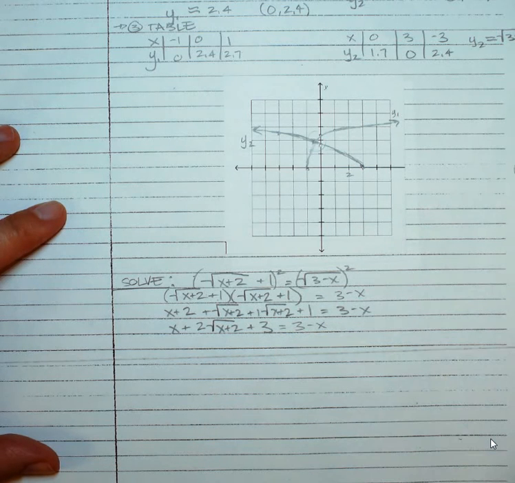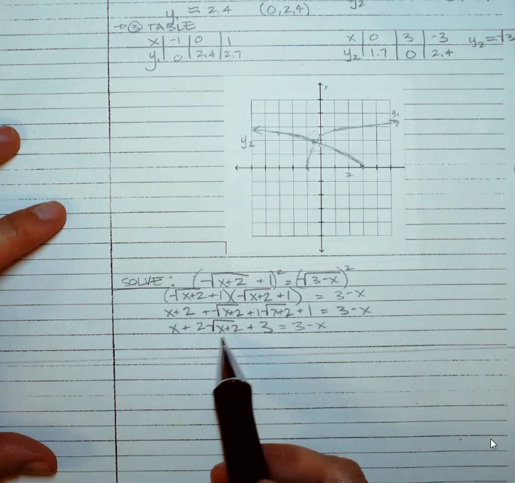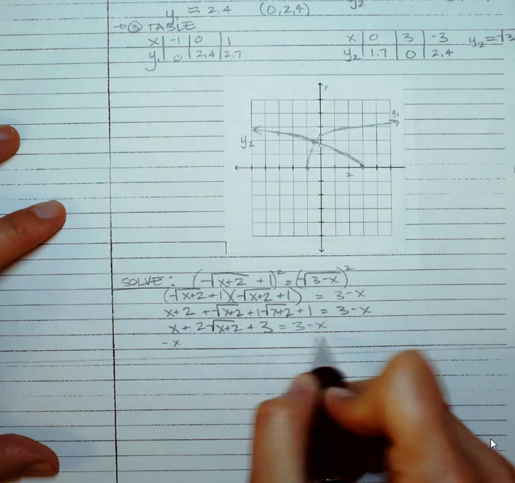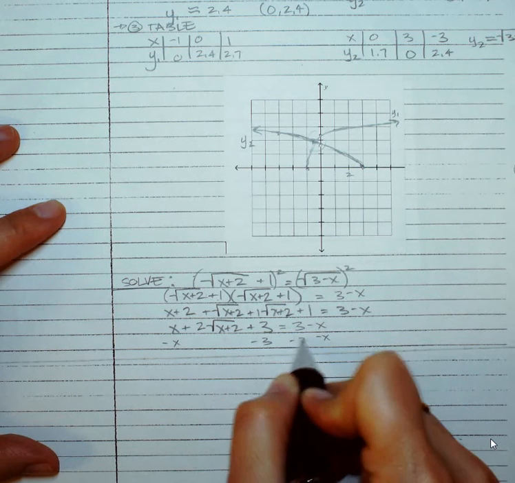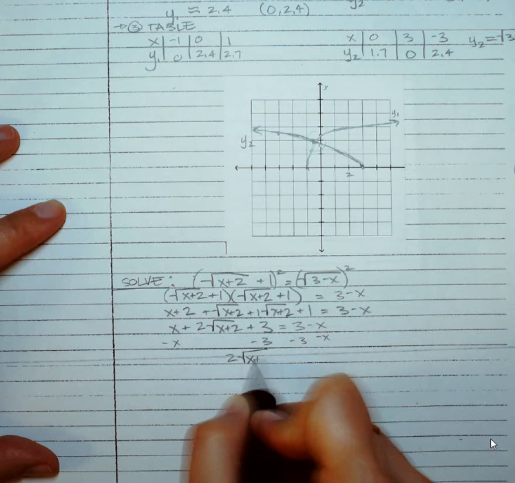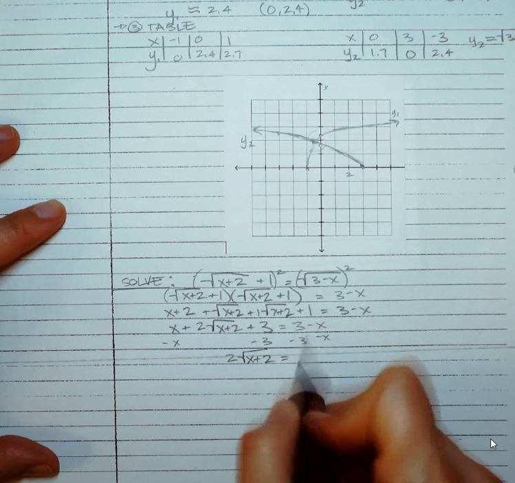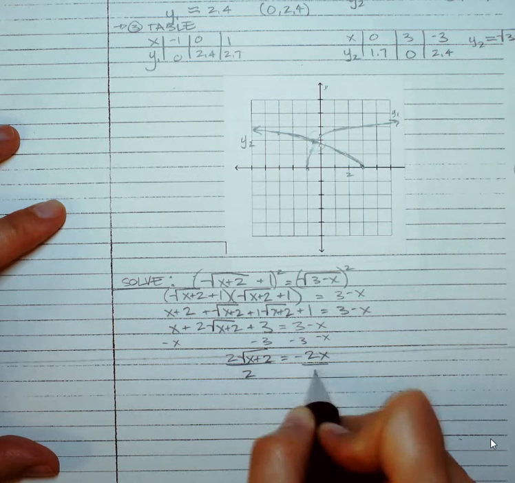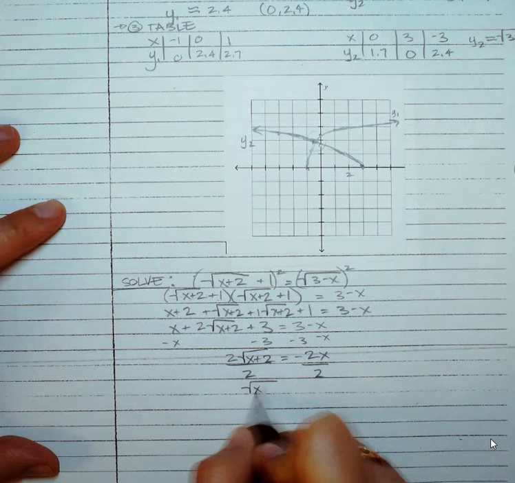Okay, so now I still need to get rid of this square root because there's a variable there. So I'm going to move everything else to the other side. So I'll subtract x here, I'll subtract 3 here. And at that point I have 2 times the square root of x plus 2 equals, the 3's cancel out, negative 2x. I'm going to divide both sides by this coefficient of 2, which leaves me x plus 2 equals negative x.